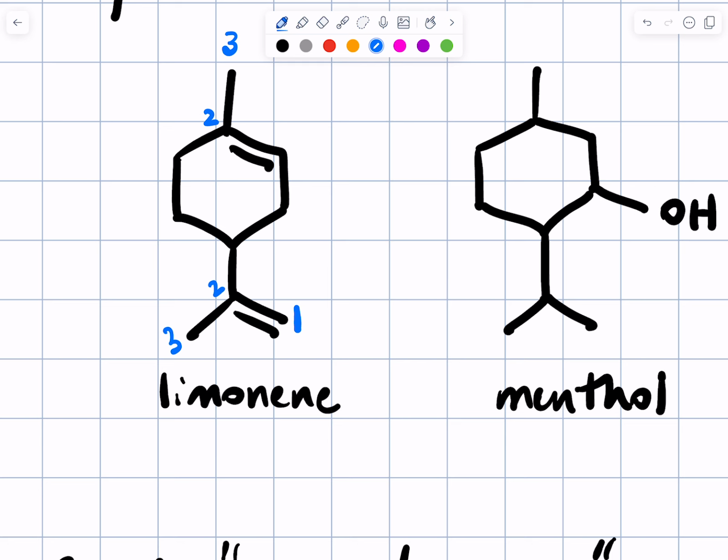Okay, with me so far? So the one that's bonded to 2 here has to be 4. Now, I got a couple of choices. I could say that the carbon on the left is carbon 5, or I could say that the one on the right is carbon 5.